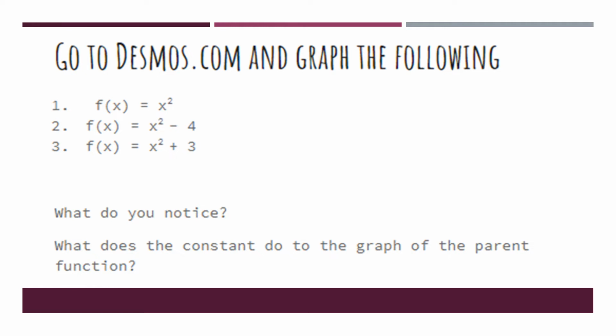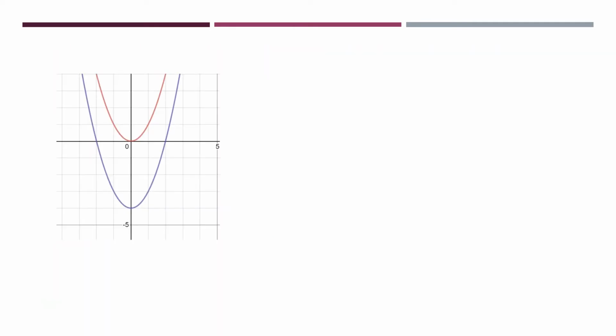So go back to Desmos and graph these and make the same kind of observations. Pause the video until you're ready to go on. So in our red, we have our parent function, again, y equals x squared. In our purple is y equals x squared minus 4.